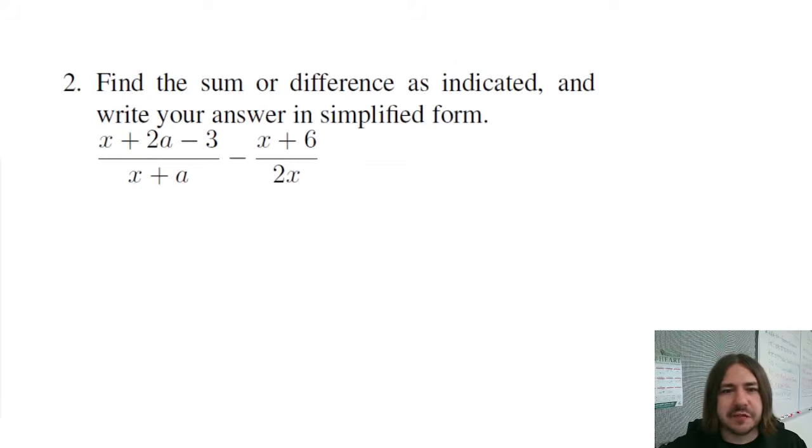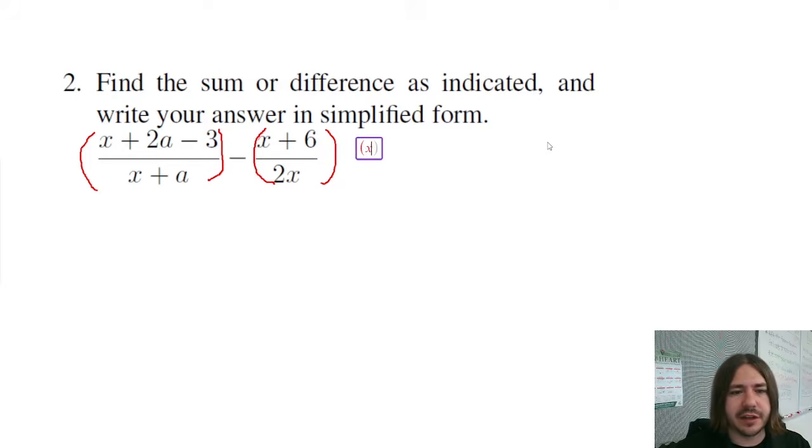Number 2 says, find the sum or difference as indicated and write your answer in simplified form. So here we're just subtracting 2 fractions. So what we need is a common denominator. And so, especially when you're working with expressions, the easiest way to find a common denominator is to simply multiply the 2 denominators together. So for this right-hand expression, I'm going to multiply it by x plus a over x plus a, which really just equals 1. But I'm doing this so that I can get the common denominator.